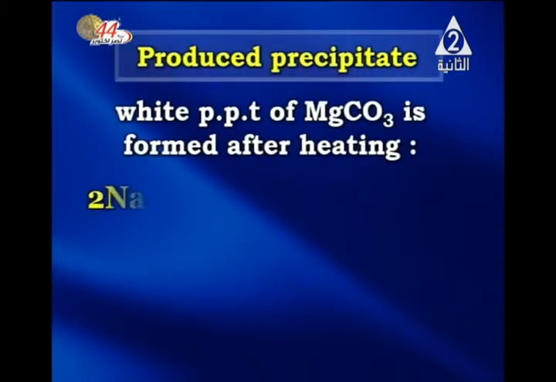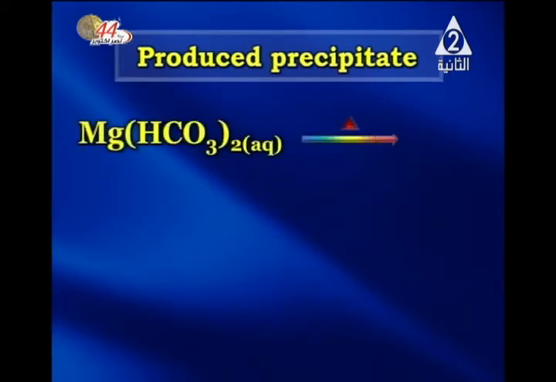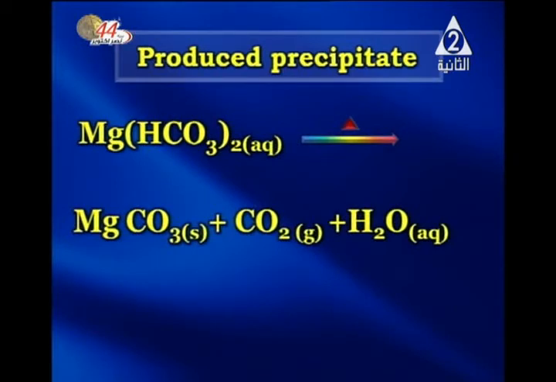Now we are going to discuss the confirmatory test of bicarbonate radical, which is the salt solution plus magnesium sulfate solution. As shown on the screen, the produced precipitate, which is a white precipitate of magnesium carbonate, is formed after heating. As the reaction proceeds on the screen, NaHCO3 plus MgSO4 gives Na2SO4 plus Mg(HCO3)2. This magnesium bicarbonate, by heating, gives magnesium carbonate, and carbon dioxide gas and water are produced. So the animation will show the reaction.